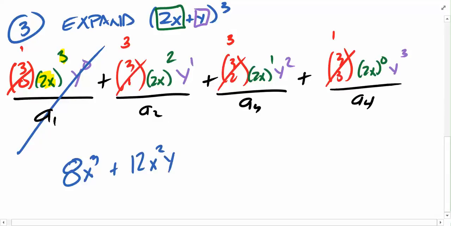Is this making sense to you guys now? Good, awesome. The third term is going to be 2x to the first is just 2x. So this is a pretty simple one. It's 3 times 2x is how much?